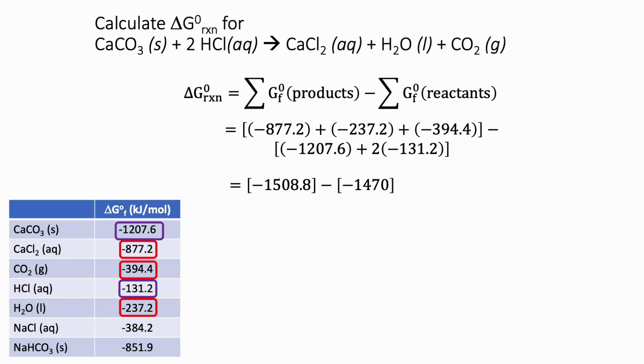So if you add up everything within the square brackets, you get negative 1508.8 minus negative 1,470, and that works out to be negative 38.8 kilojoules per mole. So this is a spontaneous process, as we knew it needed to be.